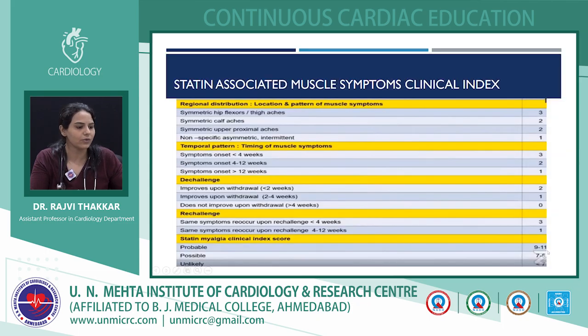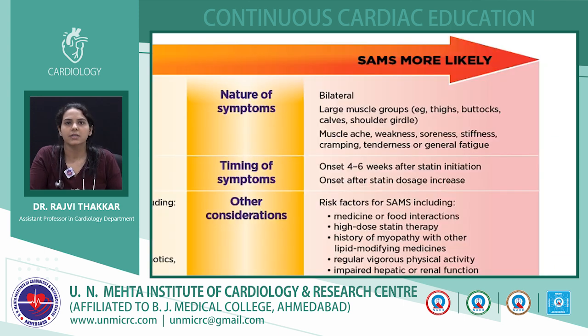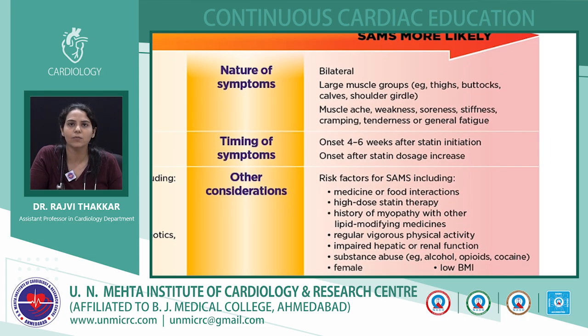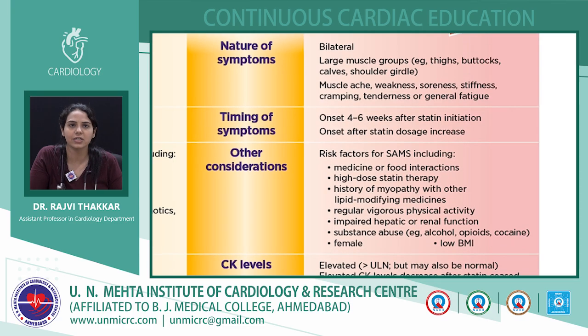If the score is 9 to 11, there is a probable chance of statin-related toxicity; 5 to 8 is possible; and less than 5 is unlikely. Statin-associated muscle symptoms are more likely if present bilaterally, including large muscle groups: thigh, buttock, calves, shoulder and girdle muscle ache, weakness, soreness and stiffness, cramping, tenderness and generalized fatigue.